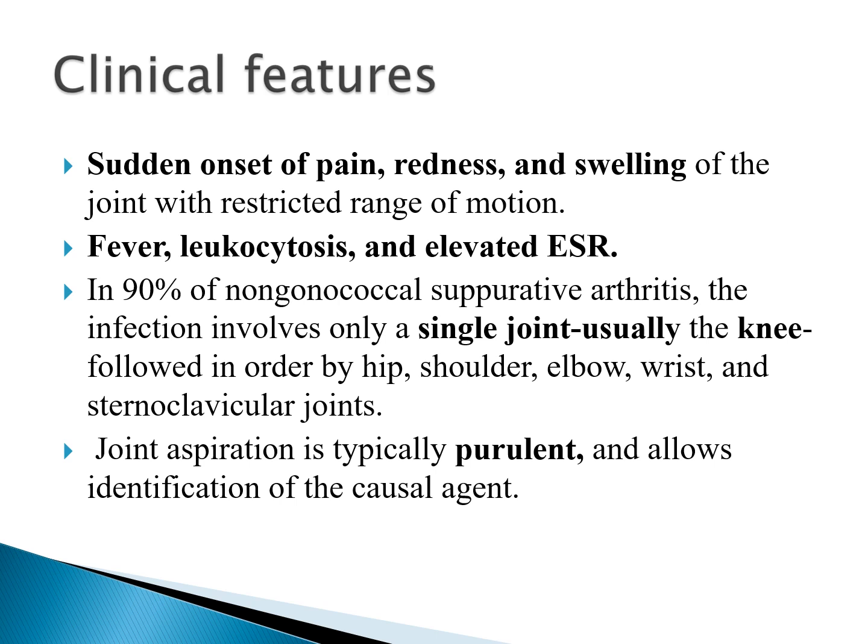In 90% of non-gonococcal suppurative arthritis, the infection usually involves only a single joint. The knee joint, followed in order by the hip joint, shoulder, elbow, wrist, and sternoclavicular joints. But the knee joint is the most commonly affected joint in infectious arthritis, and this is usually a single joint disease, not like rheumatoid arthritis, where we have multiple joints affected at the same time, principally the small joints of the hand and feet. Usually infectious arthritis affects large joints, not small joints.